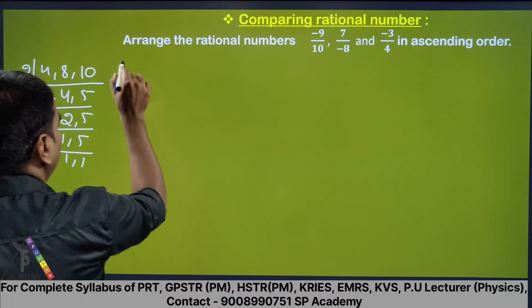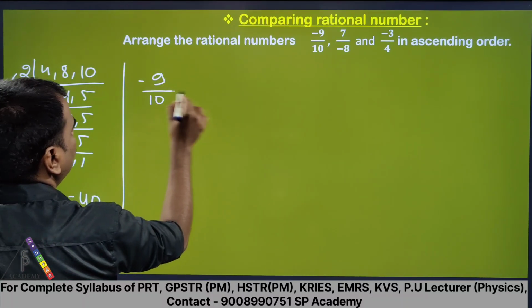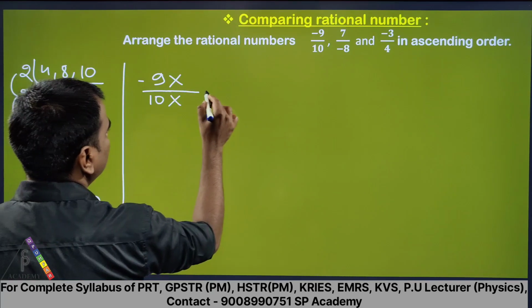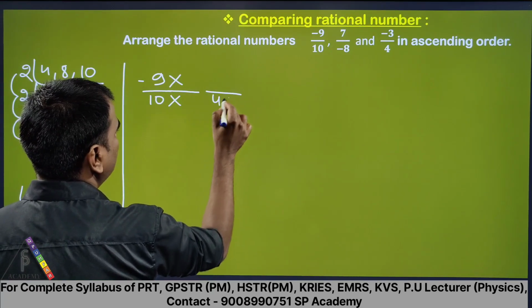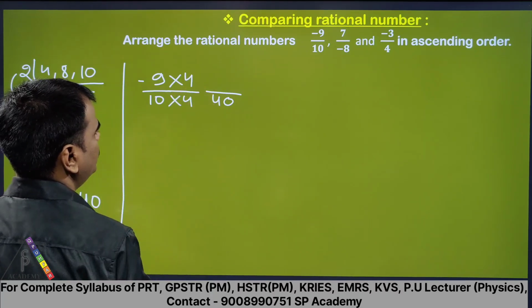Now we'll make the denominator same. Minus 9 by 10. We have to multiply and divide by some number so that the denominator equals the LCM, 40. 10 into 4 is 40.